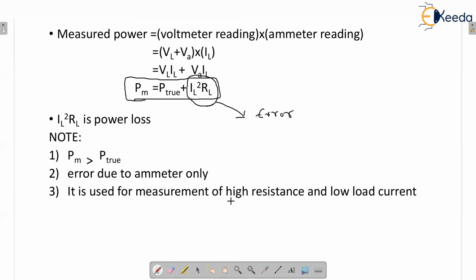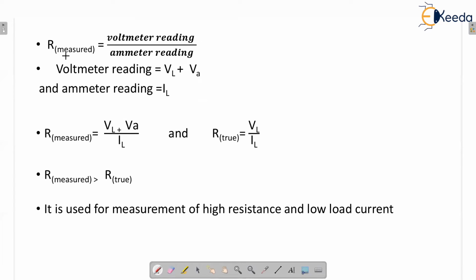It is used for the measurement of high resistance and low load current. Why? When resistance is high, current will be low, because I is equal to V by R. Okay, let's check why.